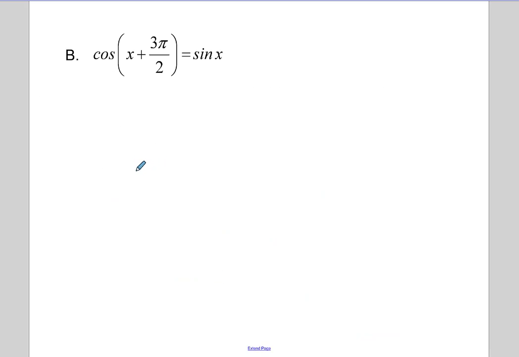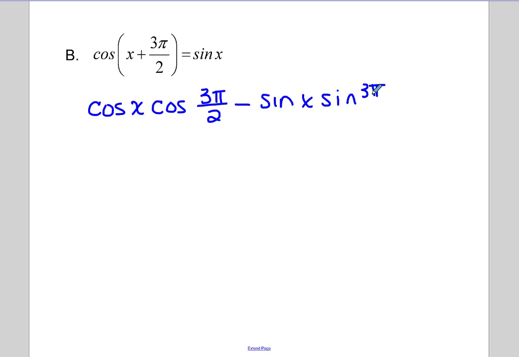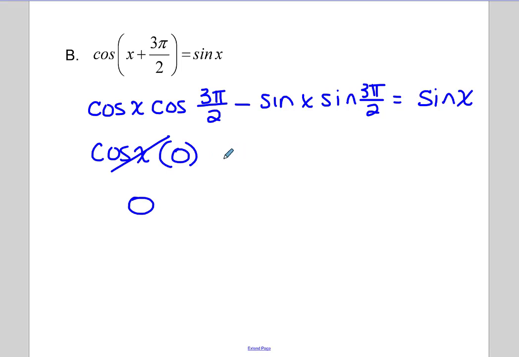And then here's one for you to try, and you can come back and check your answer. Expanding the left, cosine, cosine, and then minus sine, sine. We want to see if that's equivalent to sine because we've added 270 degrees to our cosine angle x, whatever that is. So the cosine of x times the cosine at 270, that's 0. So this is gone. That whole term's gone.